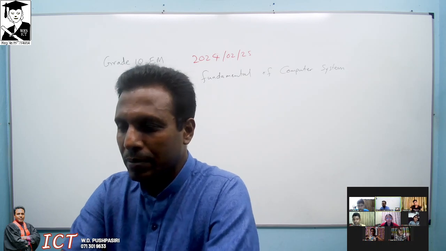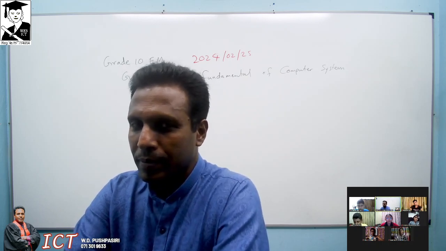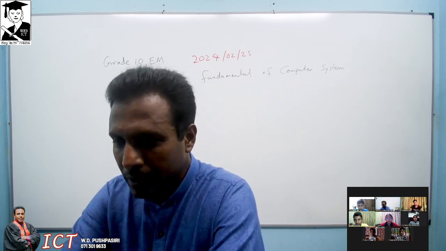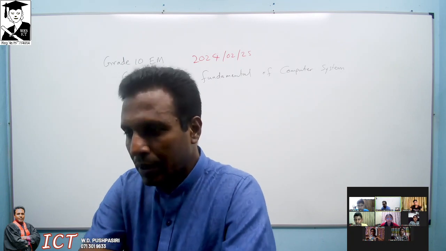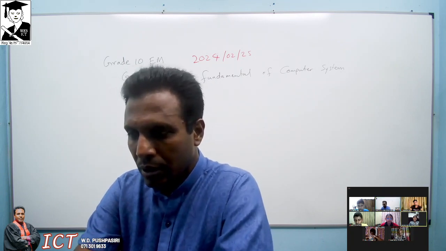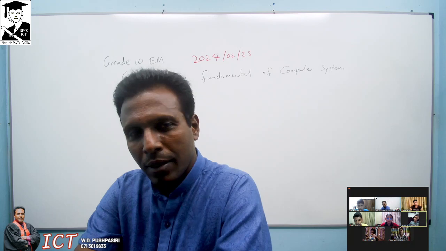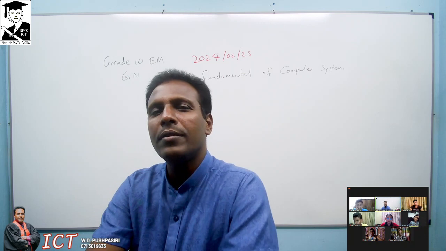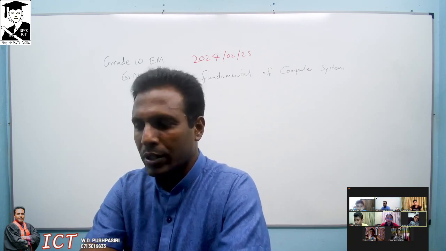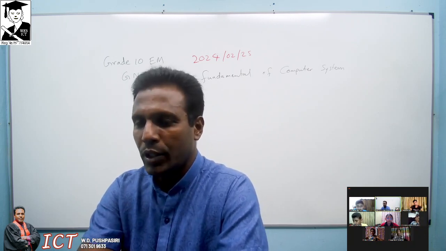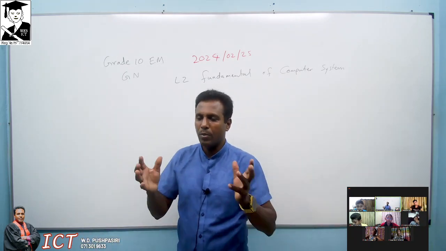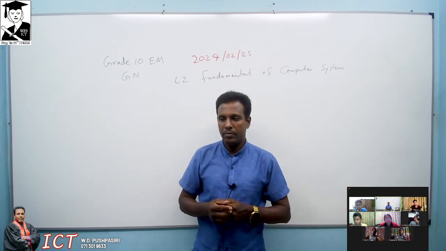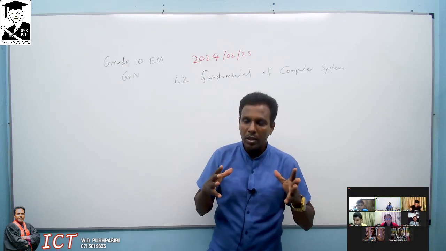Kavishka, what is a system? A system is a collection of components. Good. A system is a collection of components that works together towards a common goal. Towards a common goal. That's what we call a system.